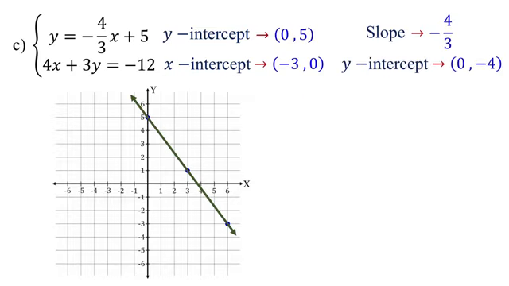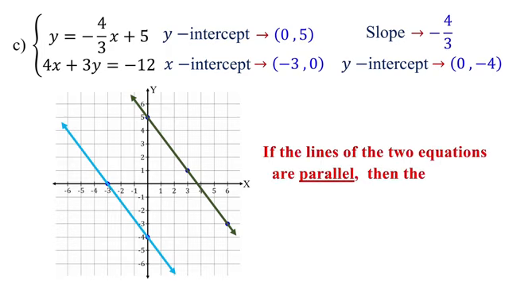Now, plot the x-intercept, which is located at (-3, 0), and the y-intercept, which is at (0, -4). Then, connect these 2 points with a straight line. Notice that the 2 lines do not intersect, they are parallel lines. If the lines of the 2 equations are parallel, then the system has no solution.